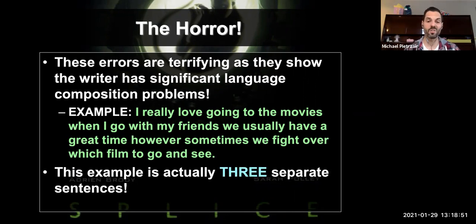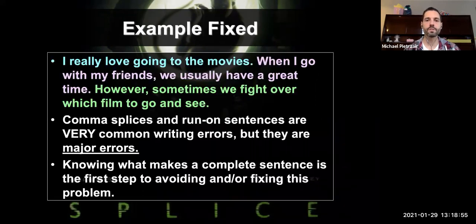Looks like there's actually 3 different sentences here. So let's fix that. I really love going to the movies, period. When I go with my friends, we usually have a great time, period. However, comma, sometimes we fight over which film to go and see. That's great. It's not a run-on sentence anymore.